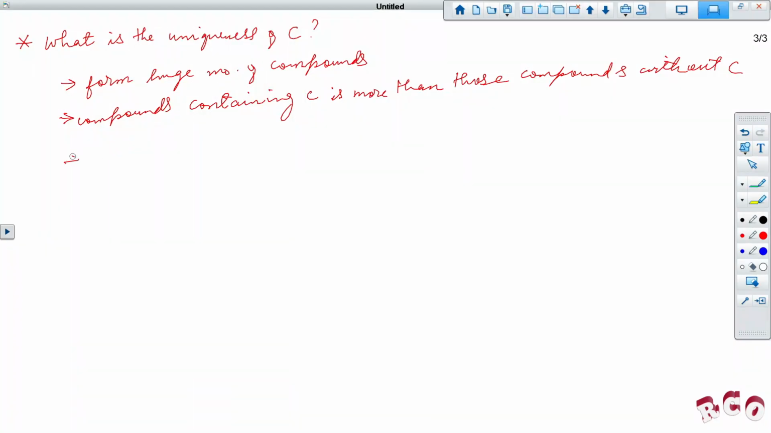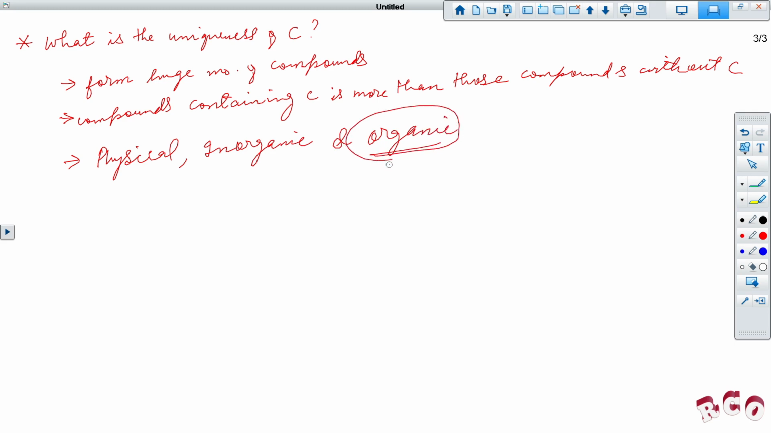So that is why we study mainly three branches of chemistry: physical chemistry, inorganic chemistry, and organic chemistry. In organic chemistry, we mainly study carbon and its derivatives. Any compounds, the organic compounds, are derived from carbon. I have said that compounds containing carbon are more than those without carbon.